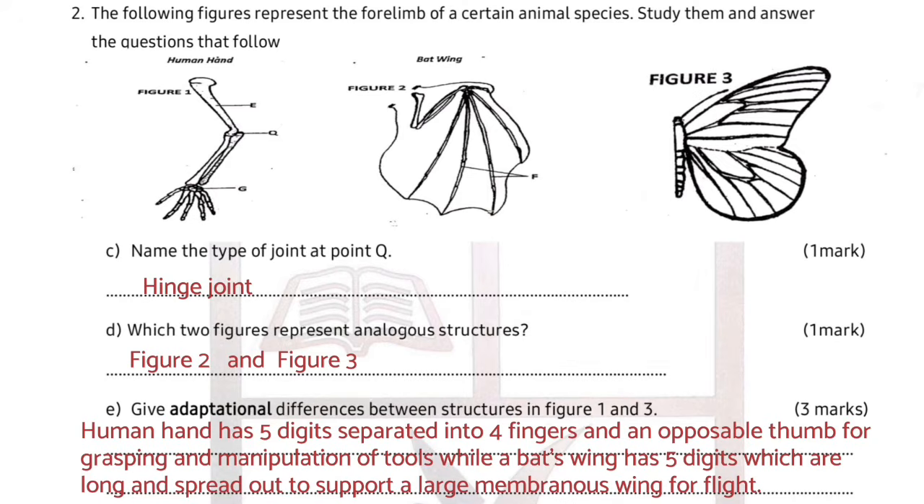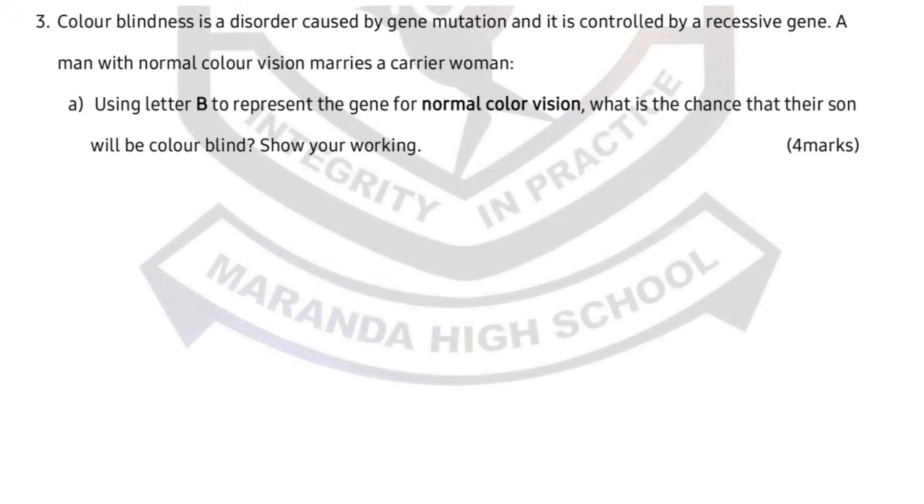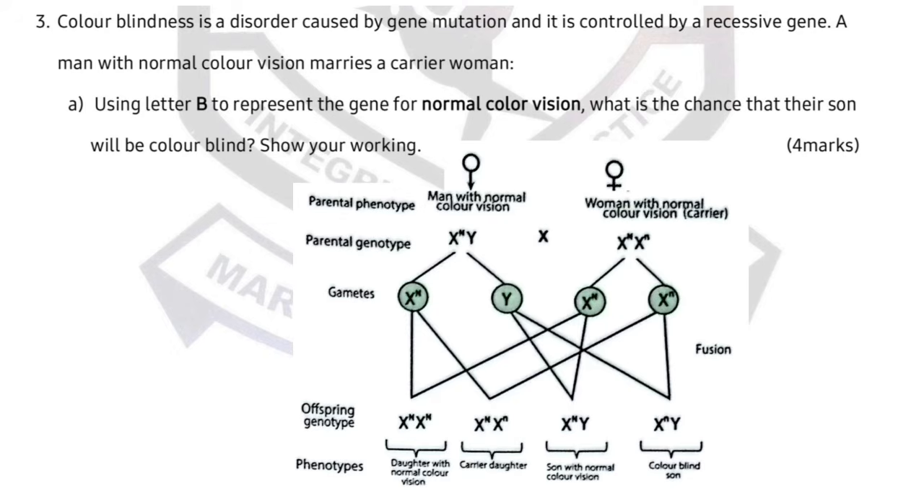Okay, let us proceed to our next question. Color blindness is a disorder caused by gene mutation and is controlled by a recessive gene. A man with normal color vision marries a carrier woman. Part A. What is the chance that their son will be colorblind? Show your working. Okay, so the very first step is, of course, identification of the genotypes of the parents.